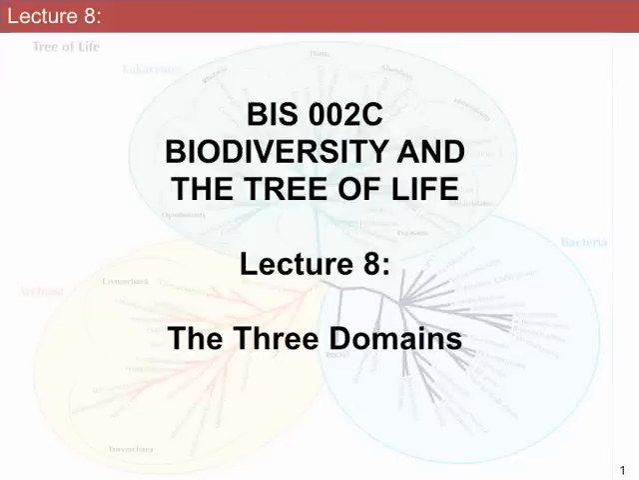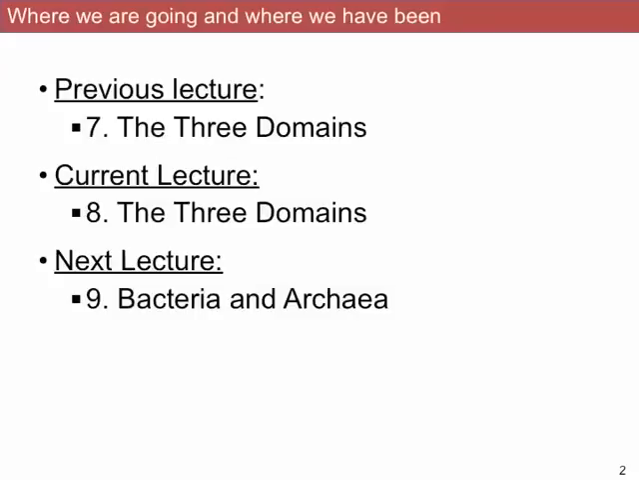Yeah, okay. So again, in the previous lecture, we set the stage for the three domains, talked a little bit about the tree of life itself and where these three domains come from. And we're going to talk today about using the rooted tree of life to track the biology of these organisms. And then in the next lecture, we're going to go into, in more detail, the diversity within two of these groups, the bacteria and the archaea.